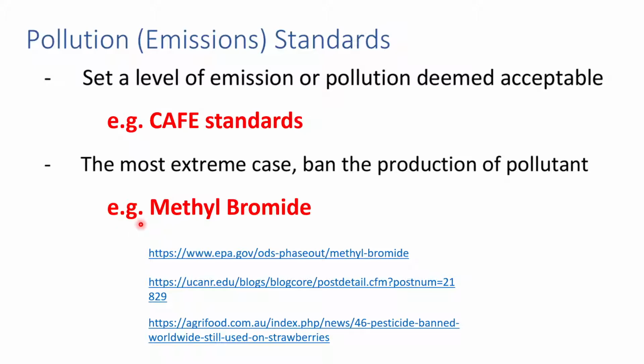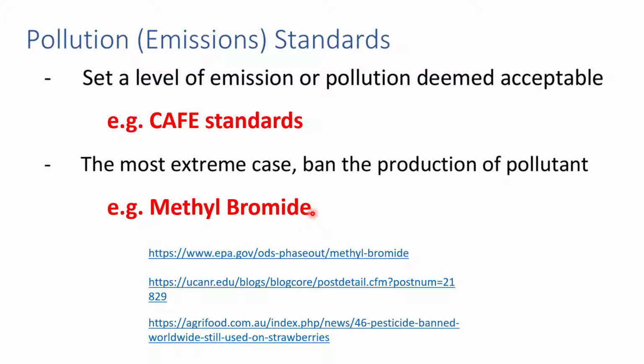A controversial case in California is the use of methyl bromide. Methyl bromide is a fumigant, a pesticide, heavily used in California. Since the 90s, it has been banned in most countries in Europe and parts of Asia, but our California strawberry growers heavily relied on it. But eventually this was completely phased out because it was heavily toxic.